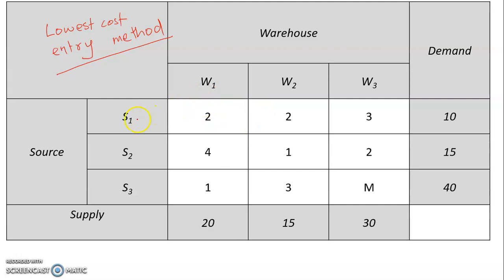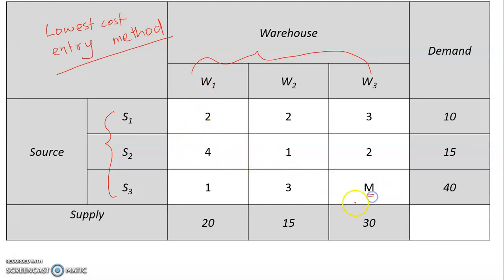So this is the transportation problem. I have got three sources and three warehouses here, and these are the costs of shipment. Two rupees, 2,200, 2 lakhs, whatever you want to consider, is the cost of shipping one unit from source S1 to warehouse W1, and so on. The table could be understood.